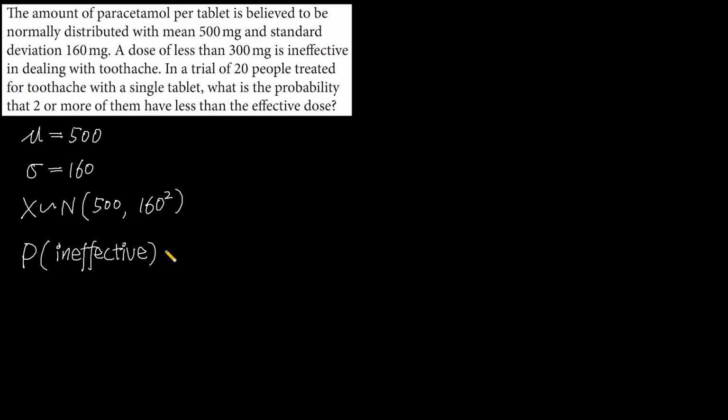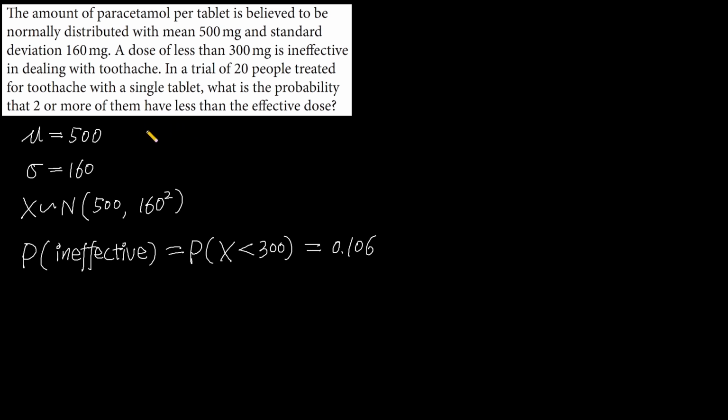The mean is 500 milligram, and the standard deviation is 160 milligram. So the normal distribution has mean 500 and variance 160 squared. It says a dose of less than 300 mg is ineffective. So the probability of ineffective is the probability that the random variable is smaller than 300. This equals 0.106.